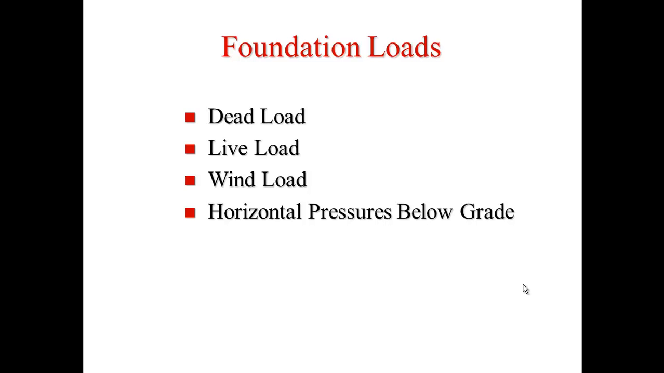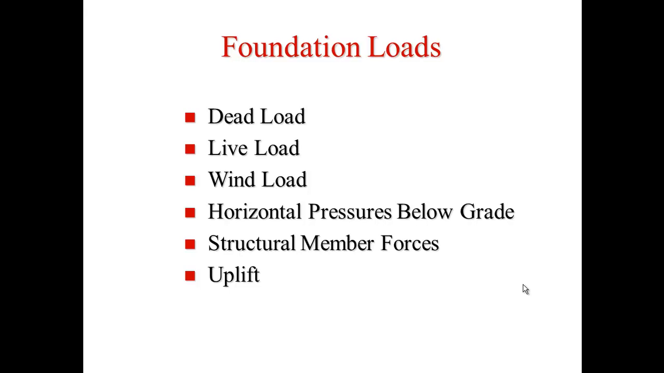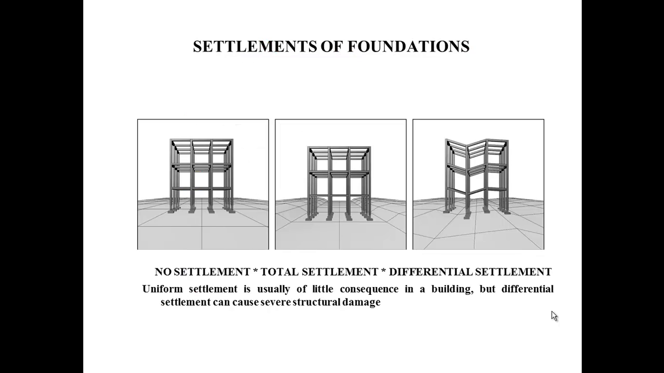Horizontal pressures below grade, and those could come from seismic or water table differences. Structural member forces, racking of the building, making sure everything is nice and tight. Uplift, and uplift could be part of your wind load, where we've actually had instances where barn doors have been left open on farms. Wind would come in and actually lift the roof off the building by creating so much internal pressure that, with no tie downs, those could actually lift the building right off the foundation. So all of those things, and then of course our seismic loading.